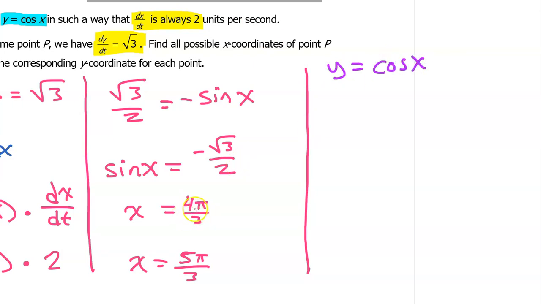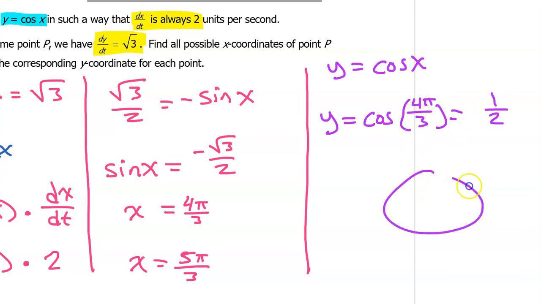Which means if x is 4 pi over 3, then y is cosine of 4 pi over 3. And cosine of pi over 3 is 1/2. 4 pi over 3 is in the third quadrant. This is 3 pi over 3, so 4 pi over 3 is past that. Cosine is negative over here, so negative 1/2.